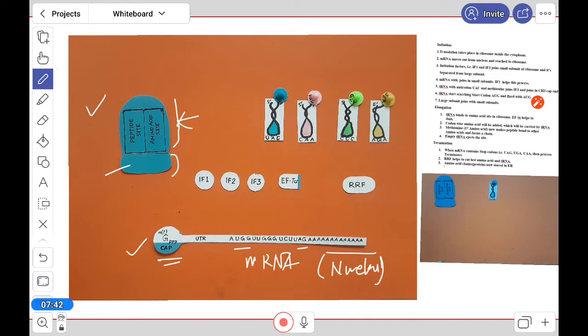Now look at the initiation factors. Initiation factors are needed when the process initiates. In the case of eukaryotes we write eIF1 and so on, where e stands for eukaryotic initiation factor 1, 2, 3 and more. For your standard, we will take these three.